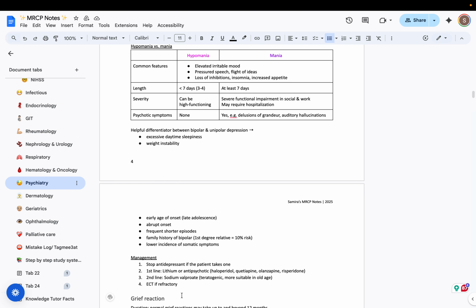The management is to stop the antidepressant, and the first line would be lithium or an antipsychotic. The second line would be valproate. We said to never start valproate in a patient younger than 55 due to the reproductive side effects of valproate. And then ECT if it's refractory.